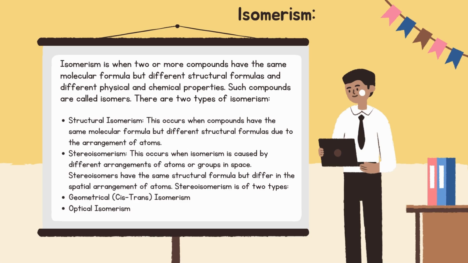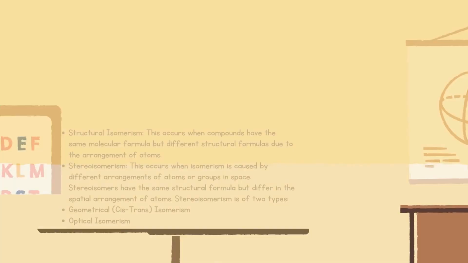Structural isomerism. This occurs when compounds have the same molecular formula but different structural formulas due to the arrangement of atoms. Stereoisomerism. This occurs when isomerism is caused by different arrangements of atoms or groups in space. Stereoisomers have the same structural formula but differ in the spatial arrangement of atoms. Stereoisomerism is of two types: geometrical, cis-trans isomerism, and optical isomerism.